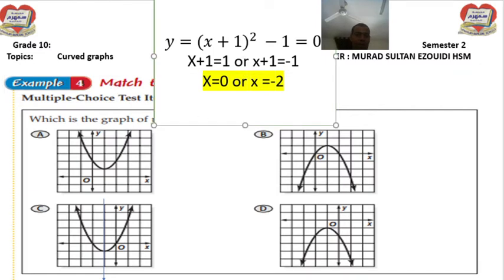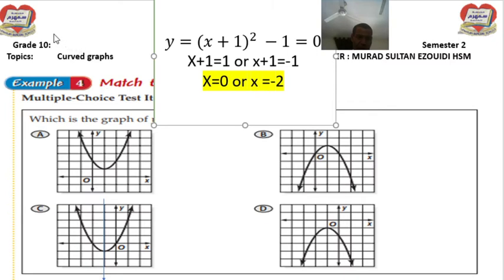So here I will use insertion. And then I will use this symbol or this one. Which one, my learners, which one?